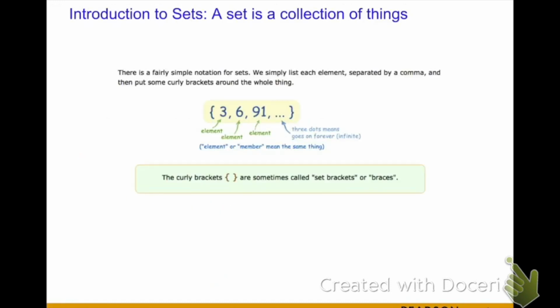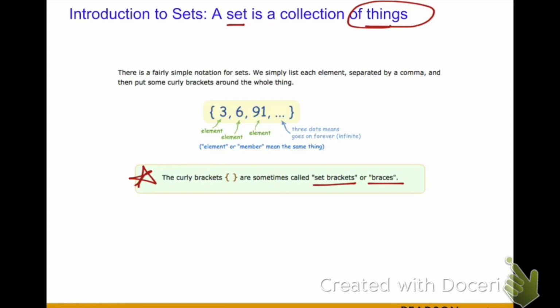What we're going to talk about next is sets and set notation. A set is just a collection of things. In this case, since we're talking about a math class, we're going to be usually talking about sets of numbers. So sets of numbers contain elements or members. So each number that's contained in a set would be, in this case, an element. So like in this example here, 3, 6, and 91 are all elements of the set.